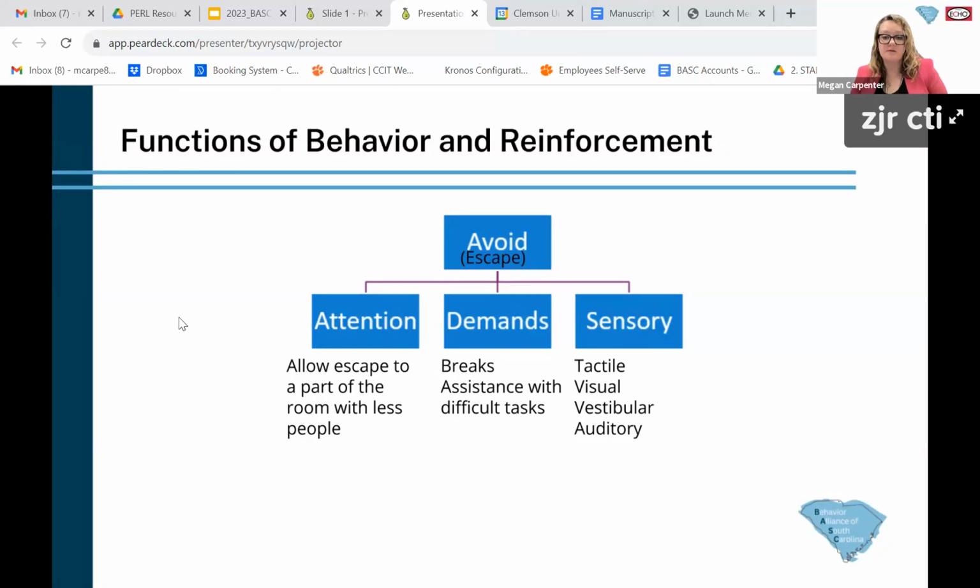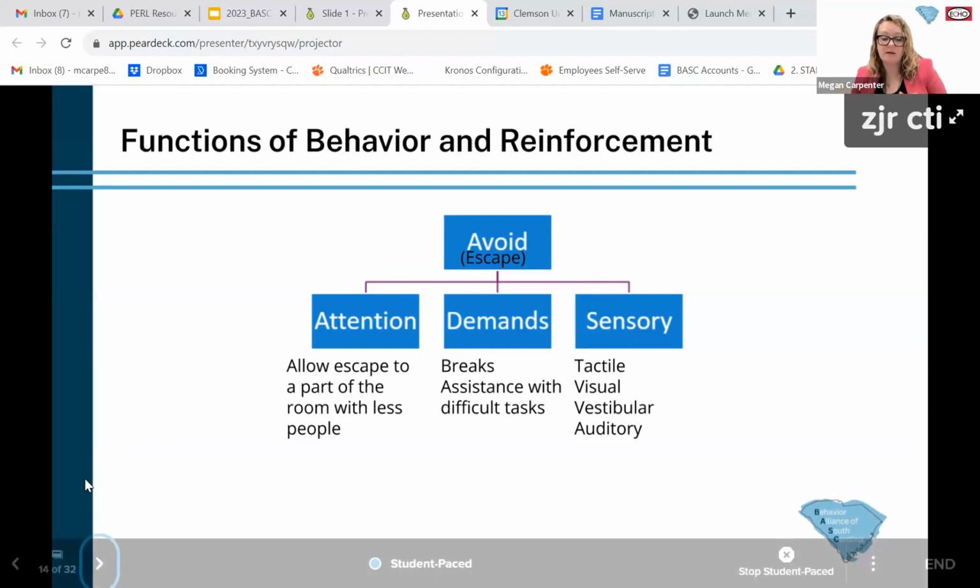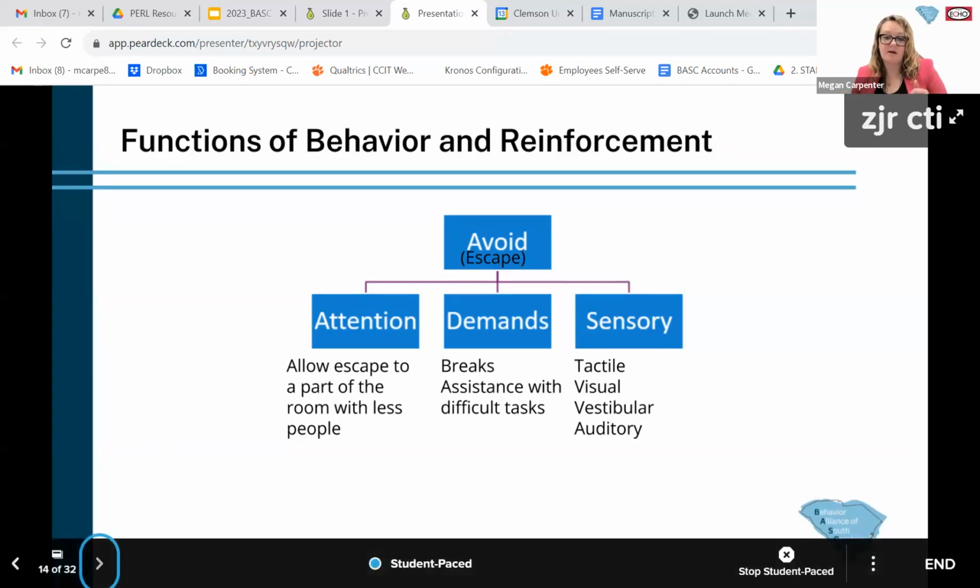We can also help a student avoid sensory input by giving them things like headphones in a really loud environment, to help them avoid that in a more appropriate way than maybe their challenging behavior is.